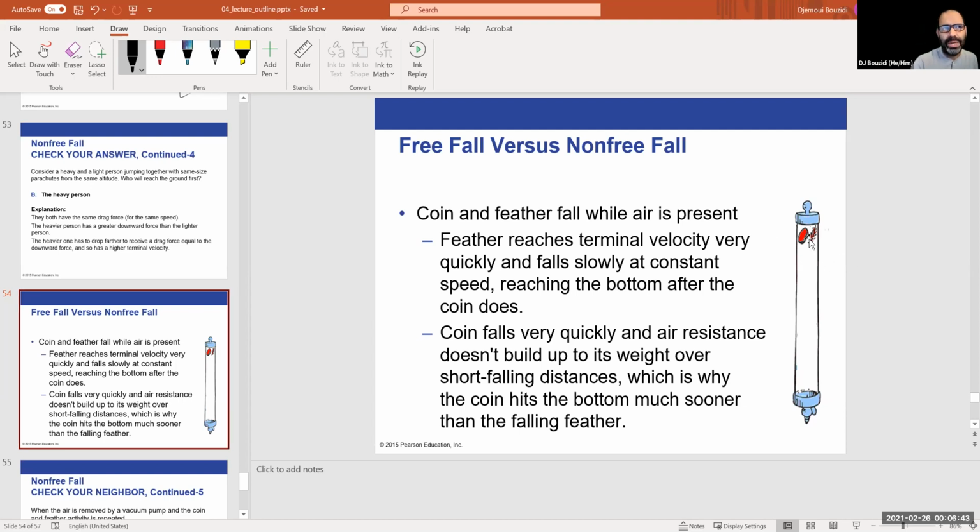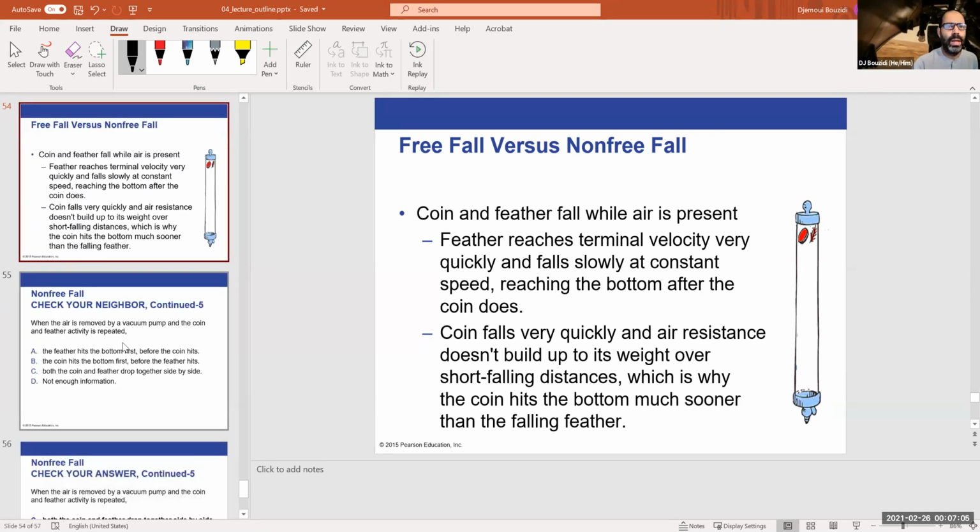But once you put in air, you will see the feather build up more drag quickly than this coin. Probably there is not enough time for it to reach its terminal speed and reach the ground, whereas this one will reach terminal speed faster because of its shape, because of the area, and because also of the air resistance on its sides. Okay.